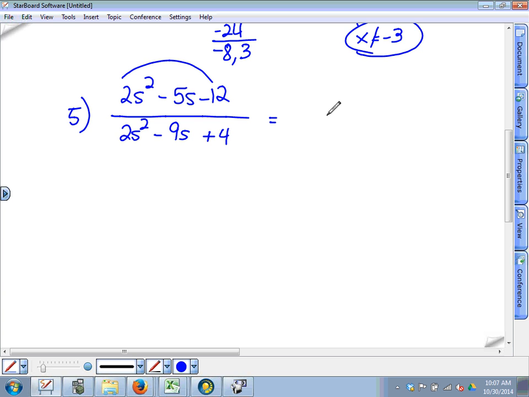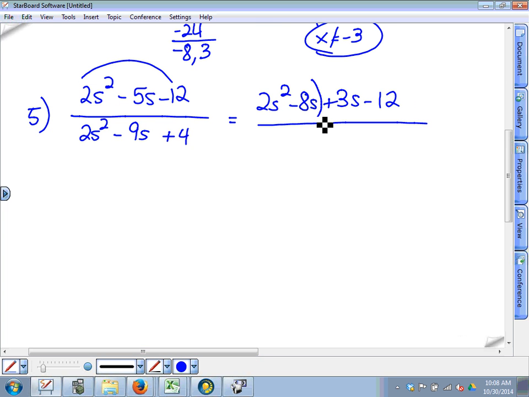So then you rewrite this quadratic as 2s squared minus 8s plus 3s minus 12. Okay. And then you put parentheses around that. You put parentheses around that. But that's not the end of factoring. Just because you have 2 parentheses doesn't mean you factor. This is called factor by grouping.